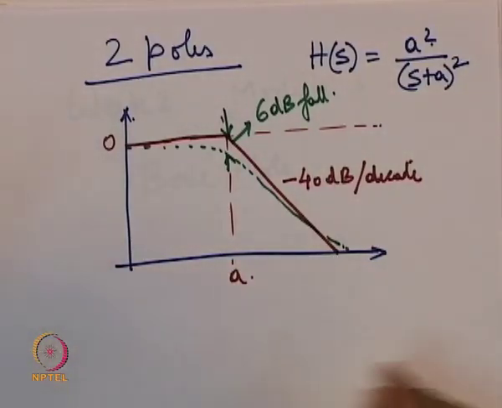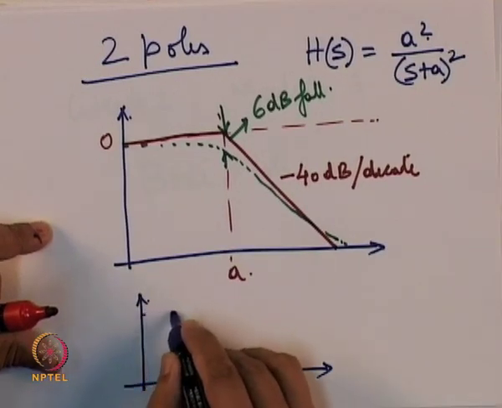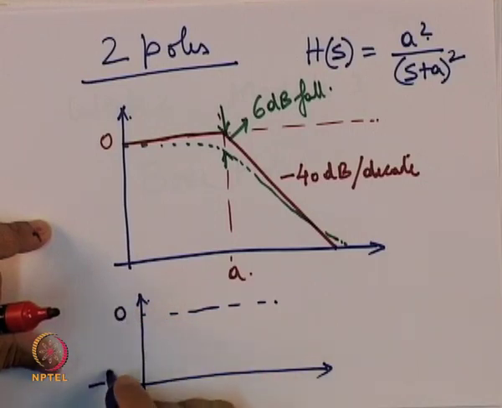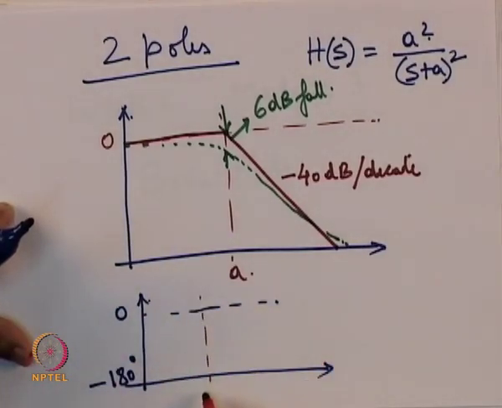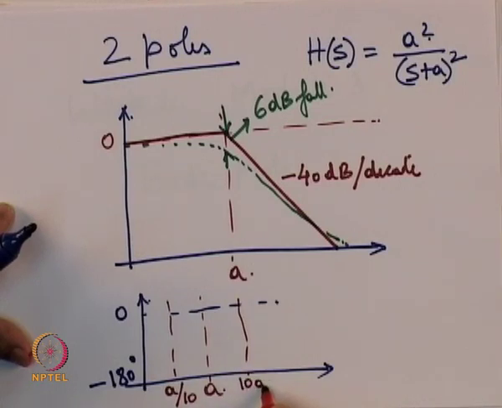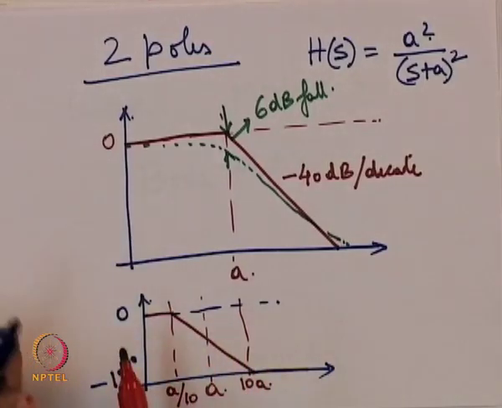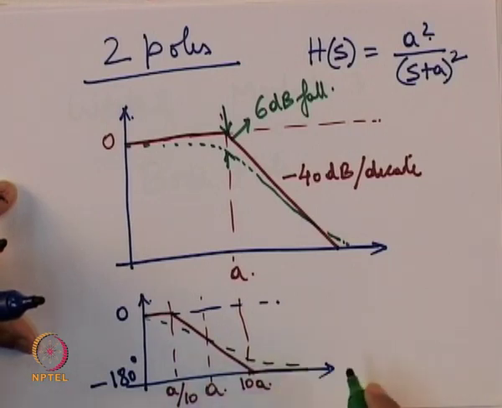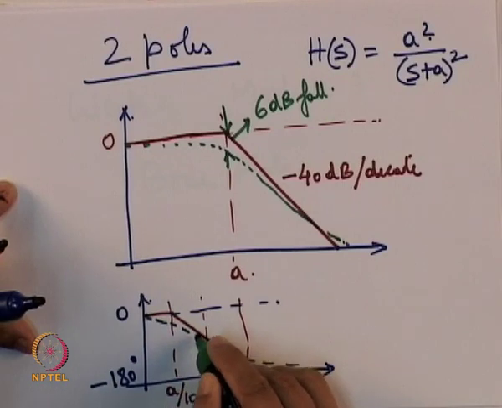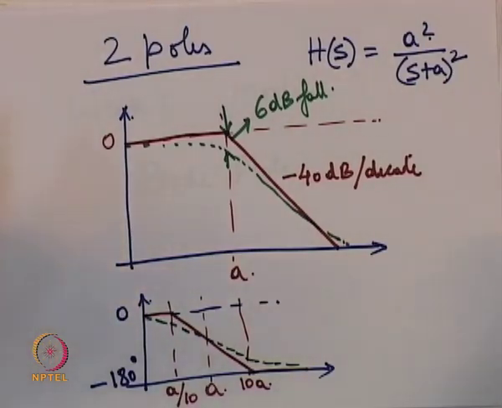And how will the phase plot look like? The phase plot will be very similar to that single pole case, except that the variation is now between 0 and minus 180 degree or plus 180 degree, whichever. And so, just like the previous case, you have a upon 10, you have 10 a. Will be like this. Okay.